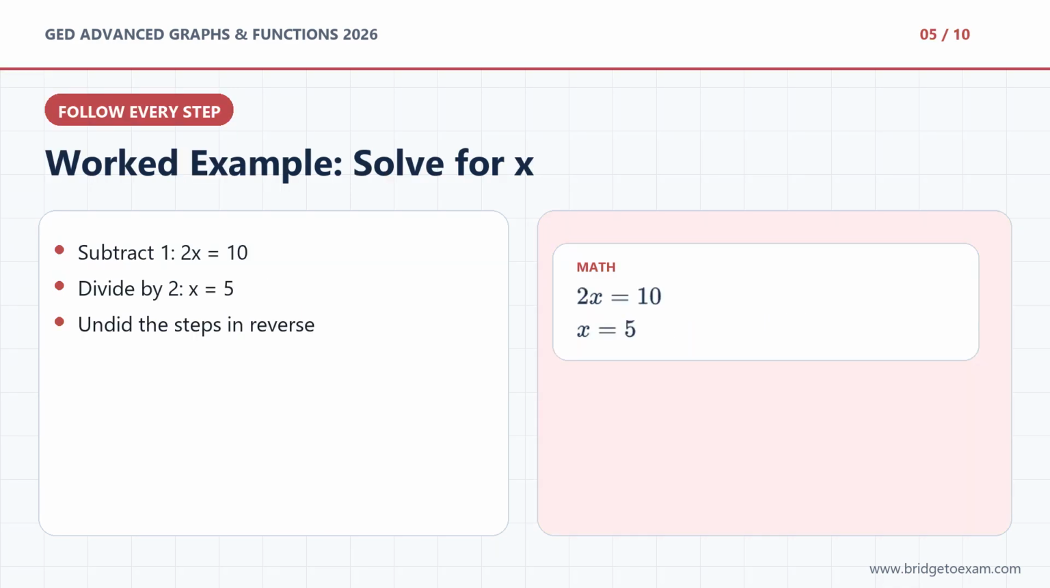Let's solve 2x plus 1 equals 11. Step 1, undo the addition. Subtract 1 from both sides to get 2x equals 10. Step 2, undo the multiplication. Divide both sides by 2 to get x equals 5. We undid the operations in reverse order and found the input, x equals 5.